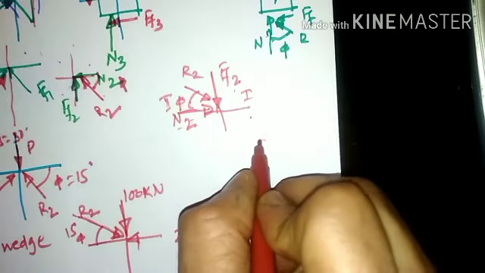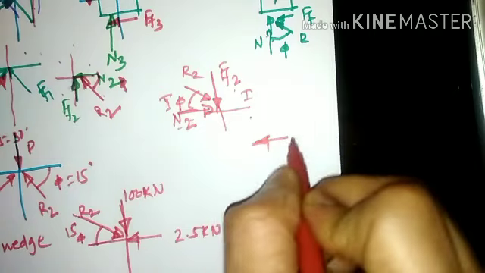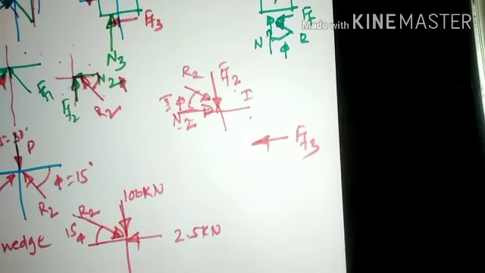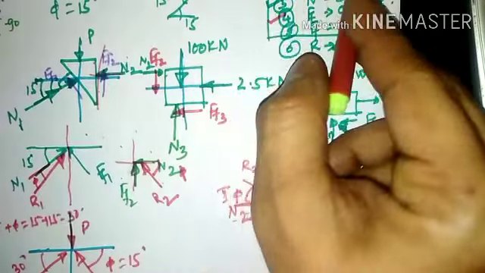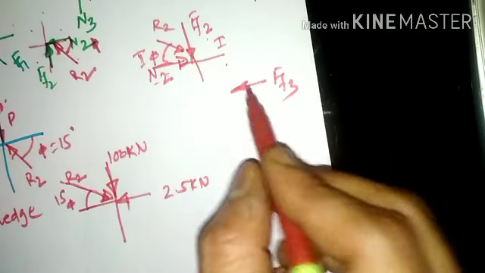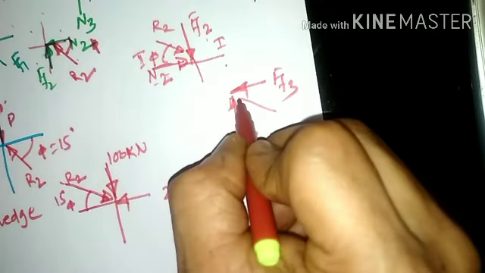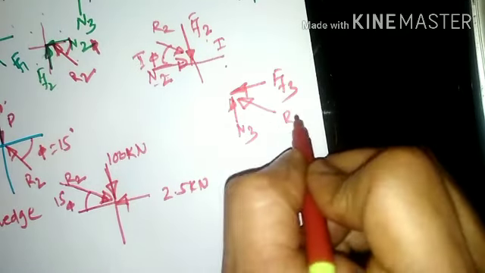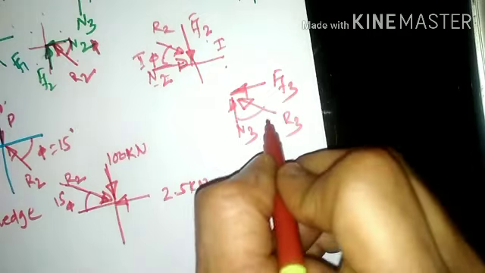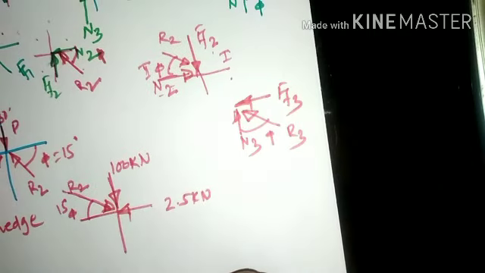Now if you show the frictional force here at the ground position, F3 is towards the left hand side. Why left hand side? Because the block moves towards the right hand side here. Frictional force will be opposite to the movement of the body, so it is towards the left hand side. N3 is upward and the combination of both will be nothing but the value of R3, and this R3 will make an inclination of phi with respect to the normal reaction.